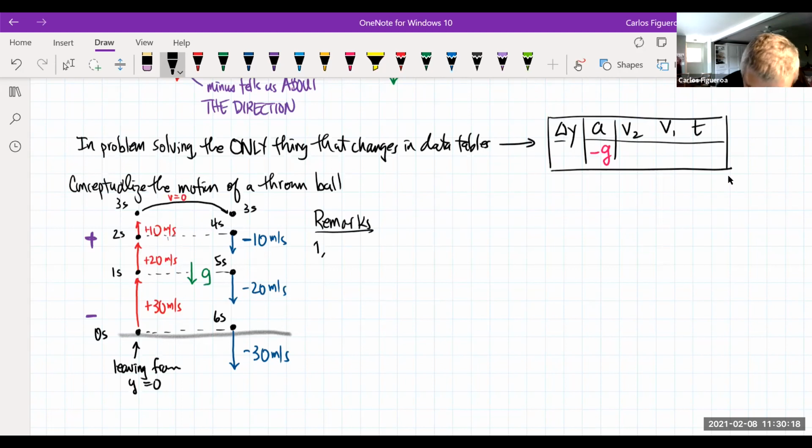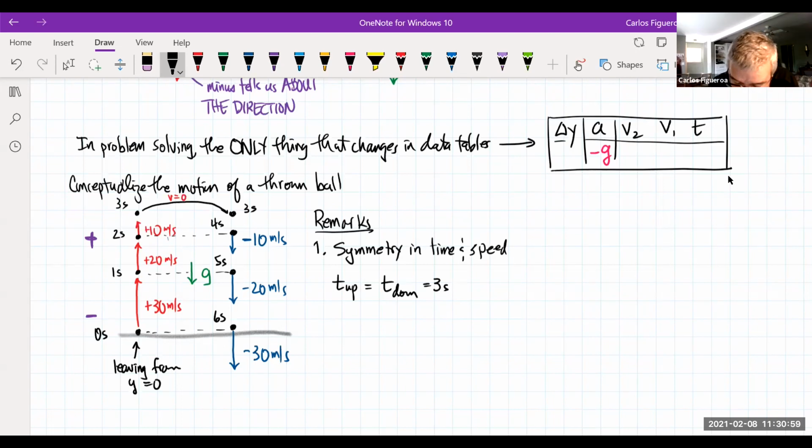The first thing that you should see here is that there's symmetry in time and speed. You're going to see that the time up, which is 1, 2, 3, 3 seconds, is equal to the time down, which is 3, 4, 5, 6, another 3 seconds. So you get the same time up as down.